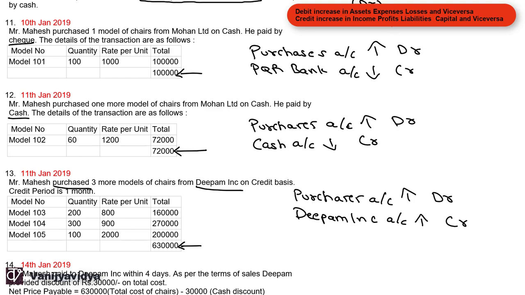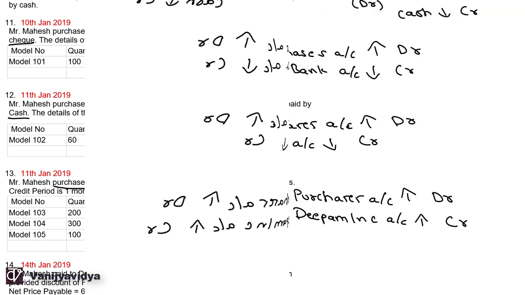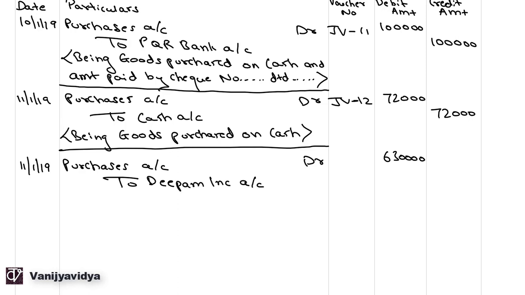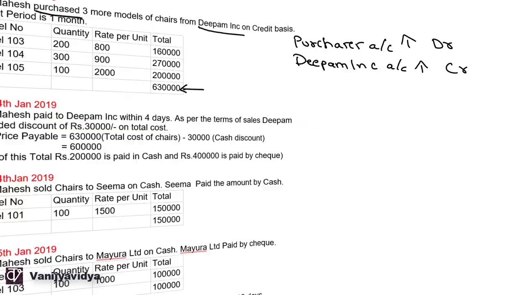So, the entry will be purchases account debit to Deepam Inc. account. Let's pass this entry. 11 Jan 2019 purchases account debit 6,30,000 to Deepam Inc. account 6,30,000. Voucher number is JV13. Being goods purchased on credit of 1 month from Deepam Inc. Now let's move on to the next transaction.